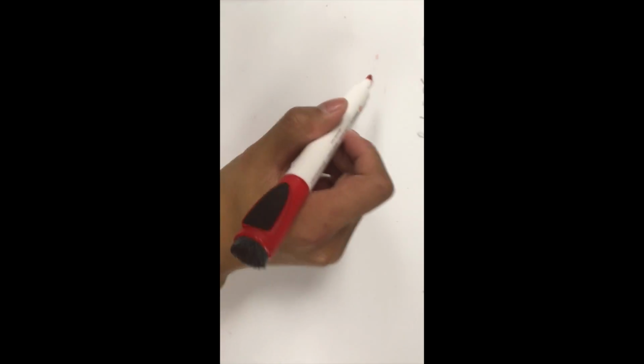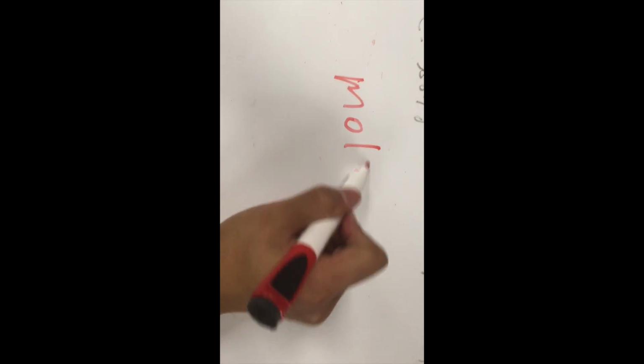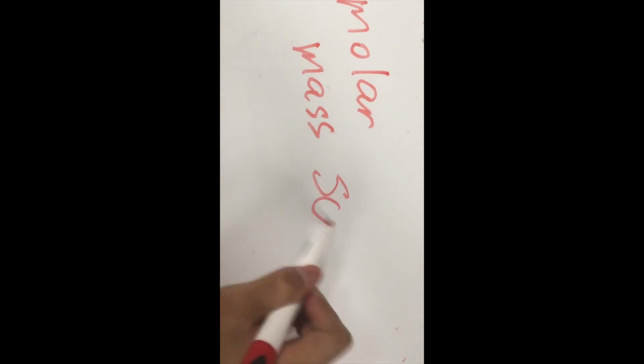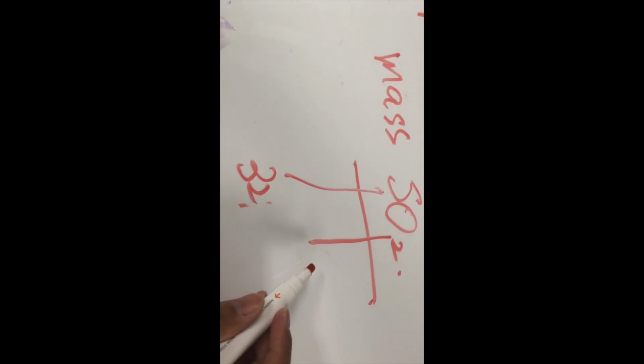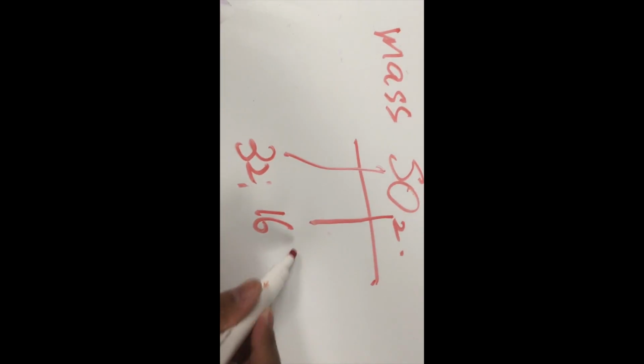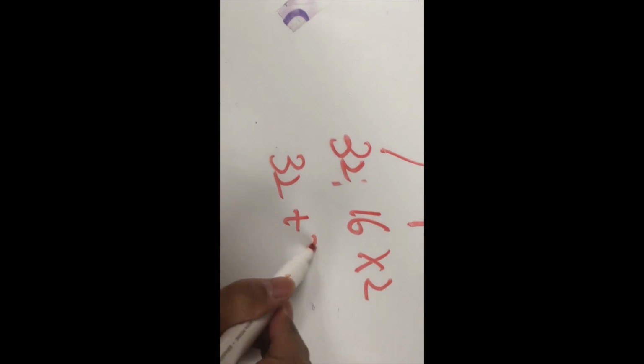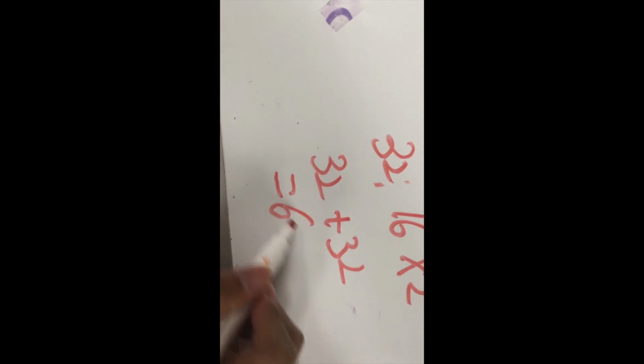Everyone, let us continue. First we need to know the molar mass of sulfur dioxide. As we know, sulfur is 32, the oxygen is 16 but times 2, so the molar mass is 32 plus 32 equals 64.